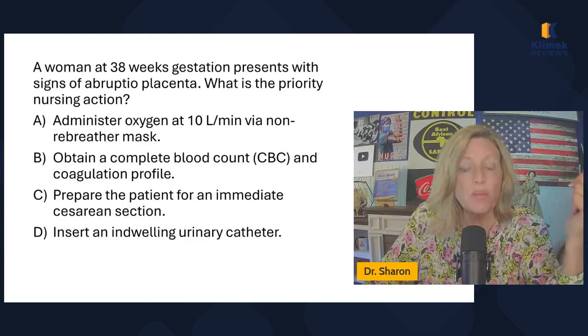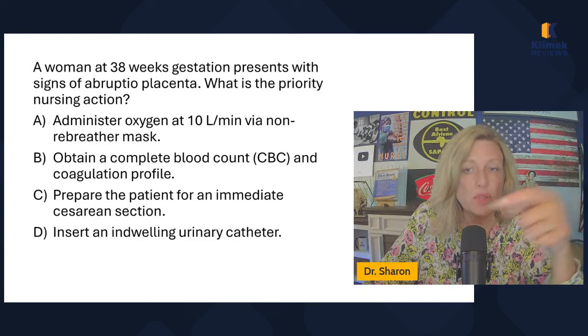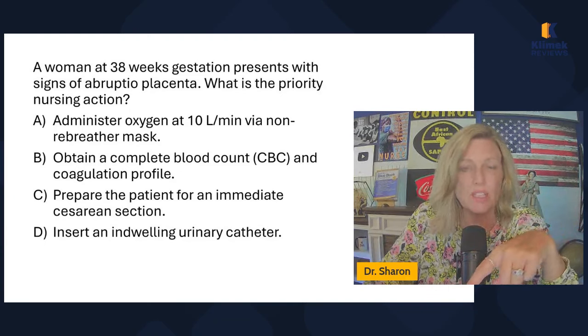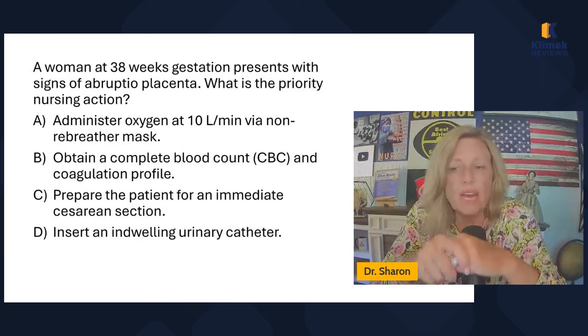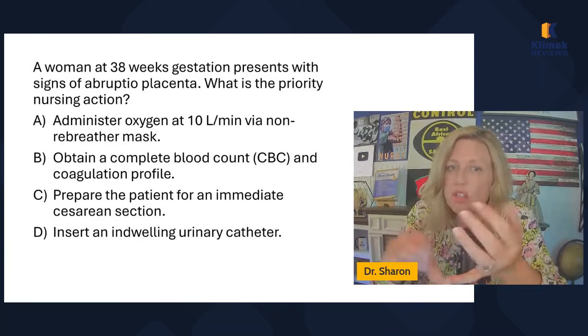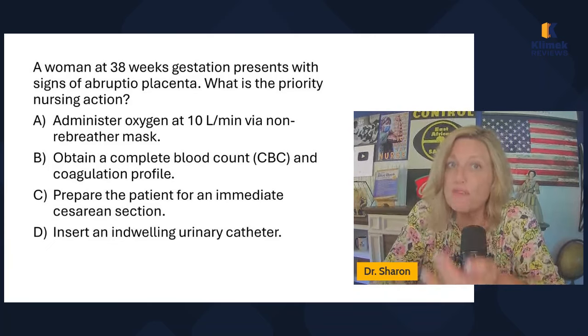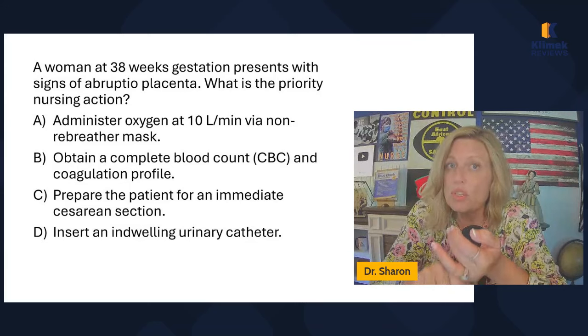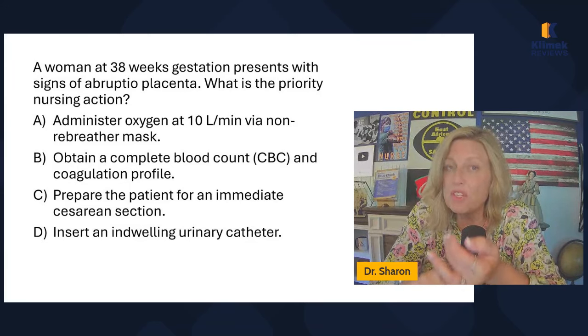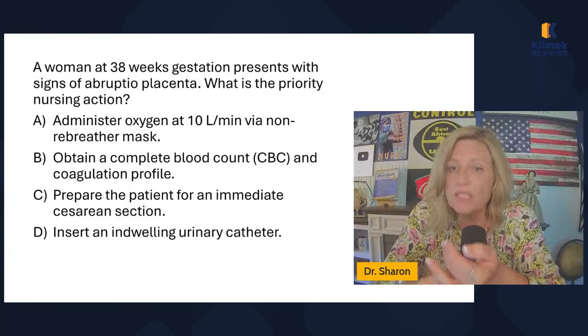A woman at 38 weeks gestation presents with signs of abruptio placenta. What is the priority nursing action? All right. Y'all, you have to read this question the right way. She's 38 weeks gestation, which means she's full term, which means it's safe to deliver the baby. If she was 34 weeks gestation, I would have a different answer than I will at 38 weeks. You have to think like this. 38 weeks is full term. It's okay to have the baby.